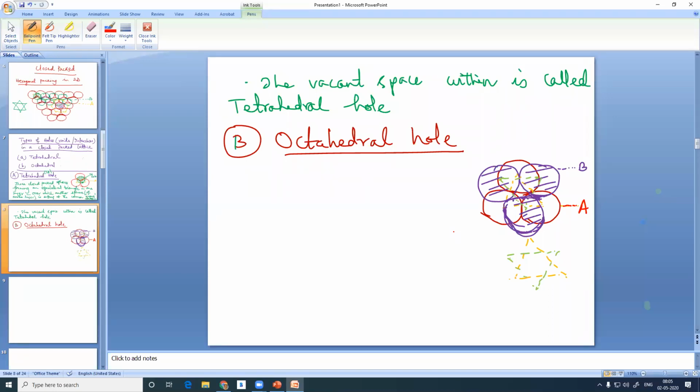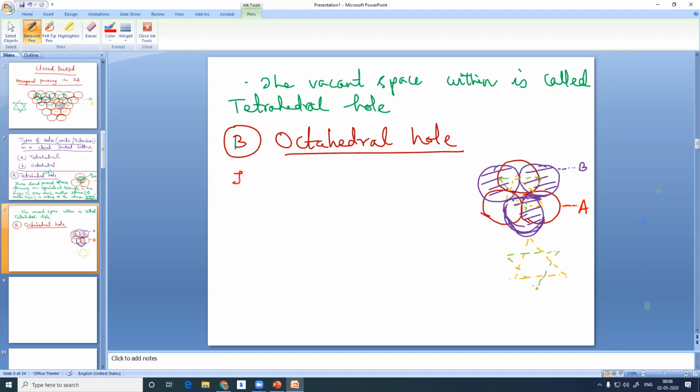And the inner space, exactly at the middle of that space, is called the octahedral hole. The name of the hole is octahedral because it is surrounded by 6 spheres describing an octahedron.